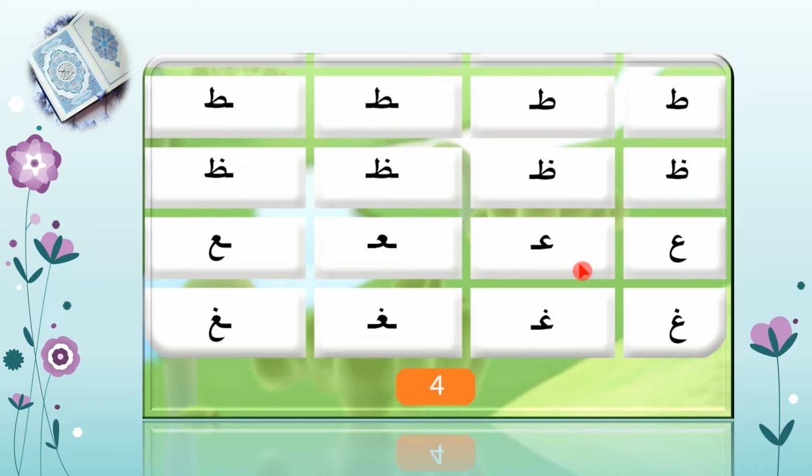Then we have ayn, ghayn. In ayn and ghayn, we will do the same as ha, kha, and jim. We will take part from the head, and then we put a small line to connect with the next letter. In the middle, we have 2 lines, one before, one after. In both of them, except the dot, in ghayn we have to pay attention to it. At the end of the word, we will close the letters because we finished our word. Plus, we have a small line before it to connect it with the previous letter.